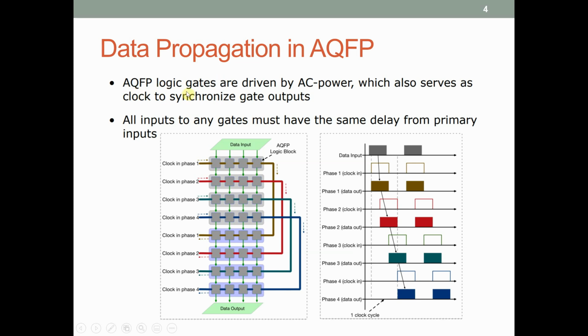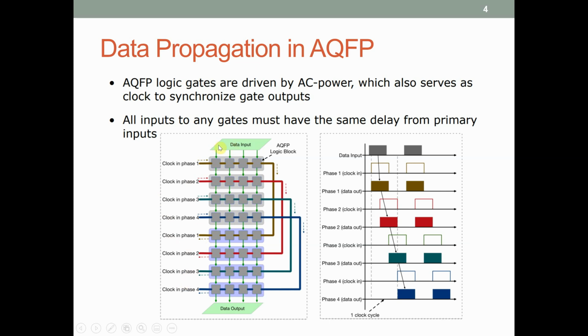So the AQFP logic circuit is driven by AC power. And this AC power also serves as the clock to synchronize the gate outputs. We can see this is an example of four-phase AQFP logic. The four-phase is a standard one. Here are phase 1, phase 2, phase 3, phase 4 of the clock, and then it is phase 1, phase 2, phase 3, and phase 4 again.